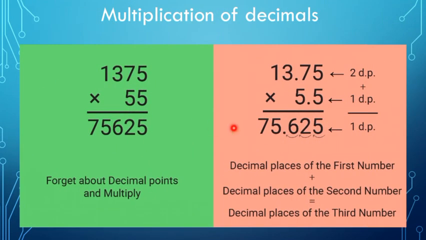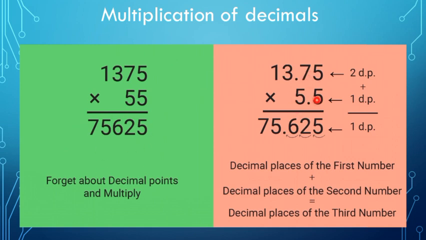Now let's learn about multiplication of decimals. Let's take an example, 13.75 into 5.5. How will you multiply this? Take 1375 and ignore the decimal point. Then 55. So 5.5, I have ignored this decimal point, so it's 55. Now 1375 into 55. You get 75,625. You get the result.